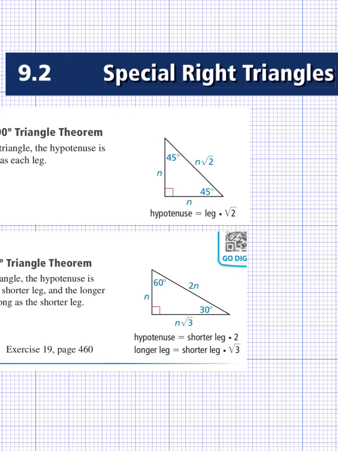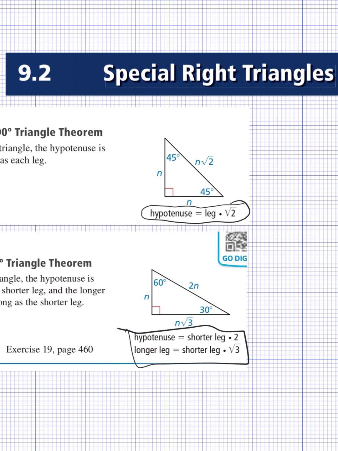Welcome to 9.2 Special Right Triangles. There are some formulas that we need to look at here, but let's write them in a way that you can understand them. If you notice, we have something right here and down here. These are the formulas. We're going to write them a little bit differently using just the letters.